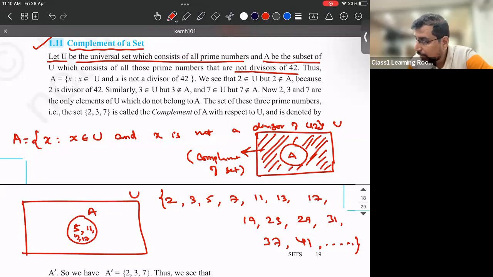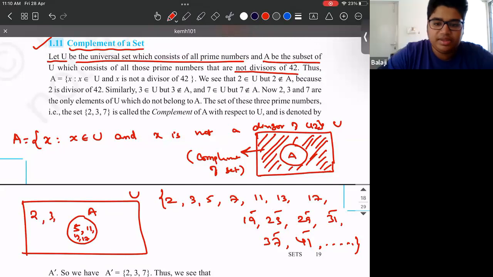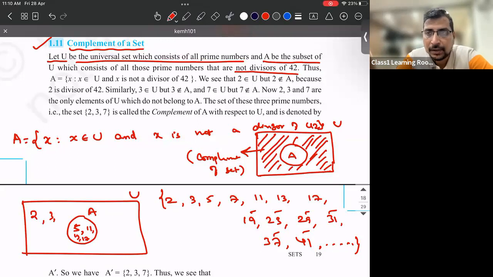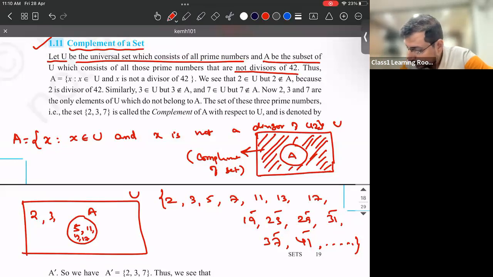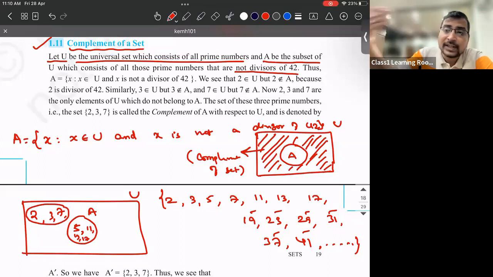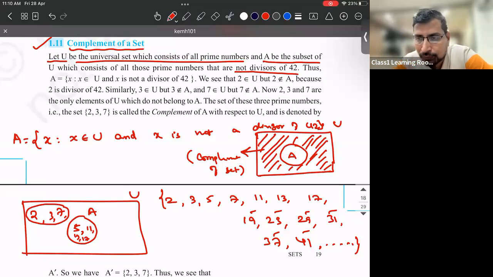So 5, 11, 13, 17, 19, 23, 29, 31, 37, 41. All these numbers will be there. Then what numbers will be outside this set? What will be outside A? Divisors of 42. What are they? 2, 3, 7. Apart from that, you will have the other prime numbers also. So this set 2, 3, 7, which is outside the set A, is called the complement of the set.